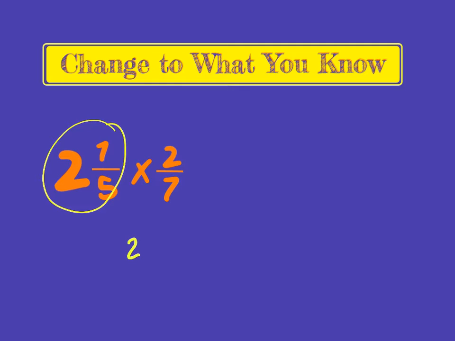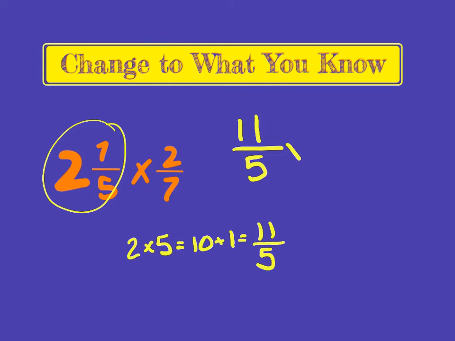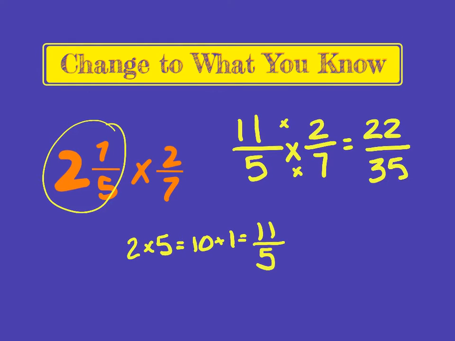I'm going to multiply 2 times 5, which gives me 10, add the 1 back in, giving me 11, and that gives me a fraction of 11/5. Now when I put that back into my problem, I can now multiply 11/5 by 2/7 just by multiplying straight across. Again, doing what I know. 11 times 2 is 22, and 5 times 7 is 35, giving me a new fraction of 22/35. There I have my answer, taking what I already know and just applying it in this new skill.